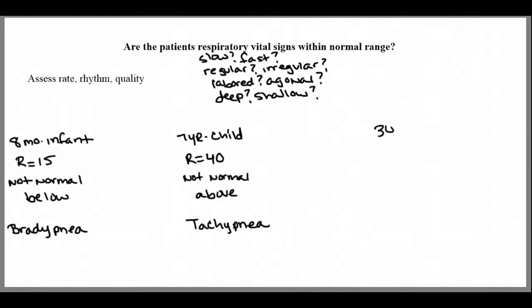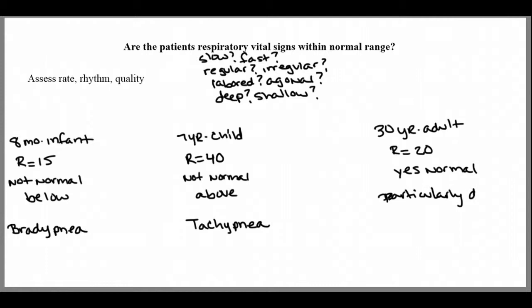Say your patient is a 30-year-old adult with a respiratory rate of 20 breaths per minute. Referring to the chart, you see that yes, this is within normal range. Particularly dangerous for an adult is bradypnea below 10 breaths per minute, or tachypnea above 24 breaths per minute.